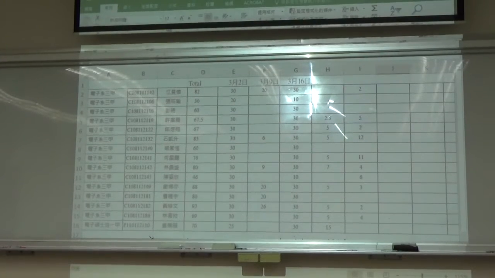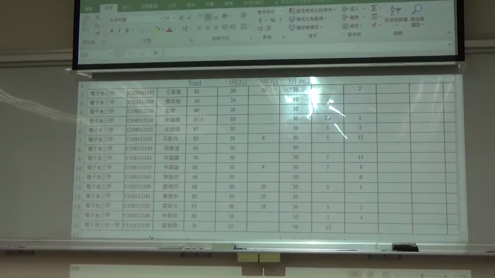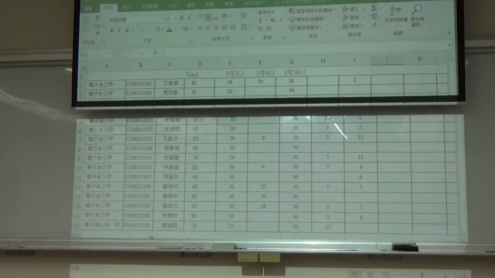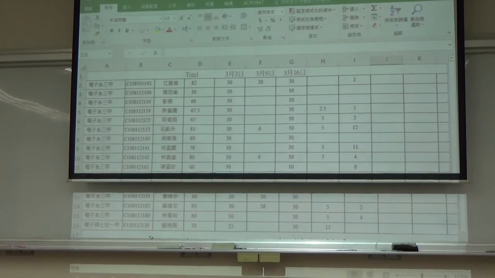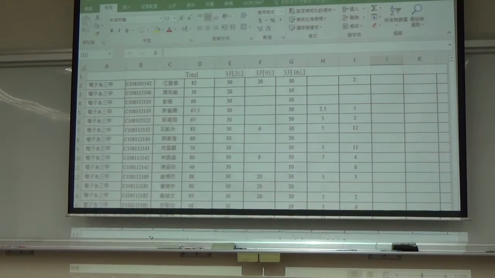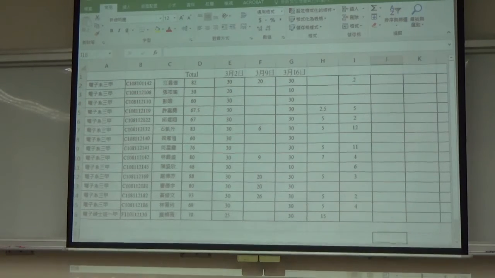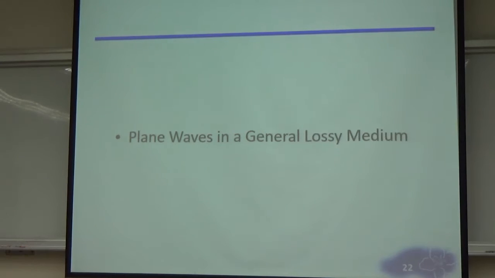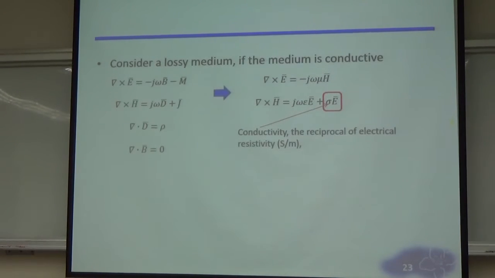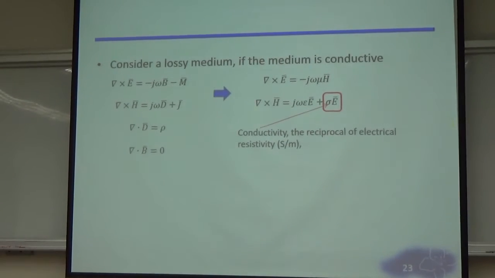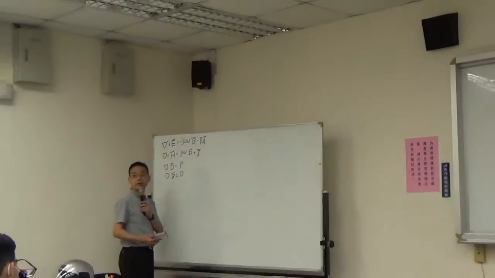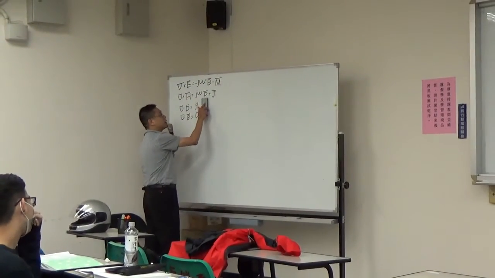Let's go into the last part, the most important, difficult, and trivial part. This is about the real world, because I'm going to discuss the lossy case. It's a very general lossy medium. I try to change that step by step. So what's D?